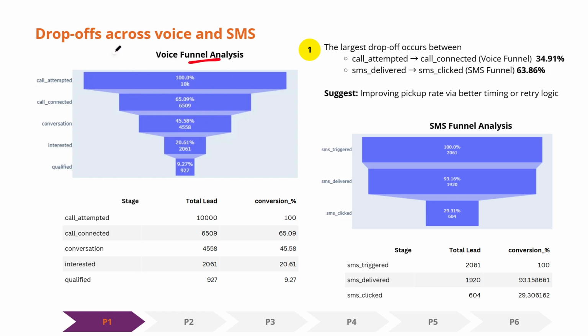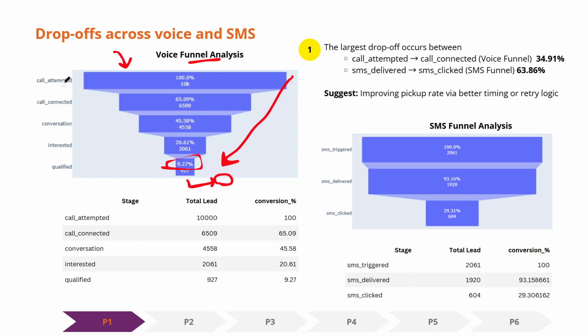The funnel means the users come in on this path and the output is our result, which is our revenue and all the output we got. The more this shrinks, the less the revenue is. Just like this, 100% is the call attempt and only about 10% is qualified. So this is the first analysis of the voice and the SMS funnel.